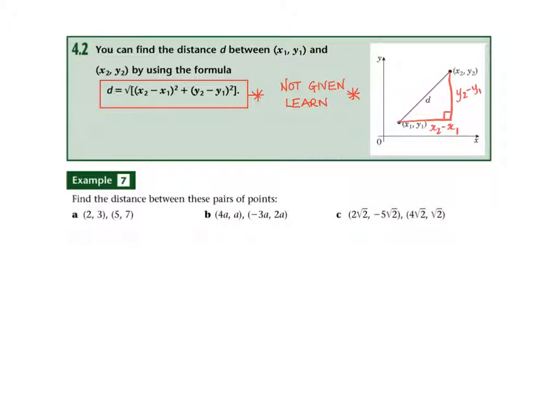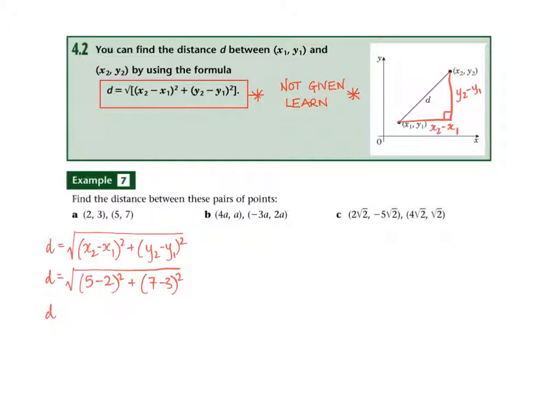So for this one here, we've got d is equal to the square root of, I'd always quote the equation because this is not given to you, x2 minus x1 all squared plus y2 minus y1 all squared. Substitute your values in. Doesn't matter which way around you do it as long as you're consistent with your order. So 5 minus 2 all squared plus 7 minus 3 all squared. And that gives you the square root of 9 plus 16. You should recognise that as a 3, 4, 5 triangle. And it's square root of 25, so the length is 5.